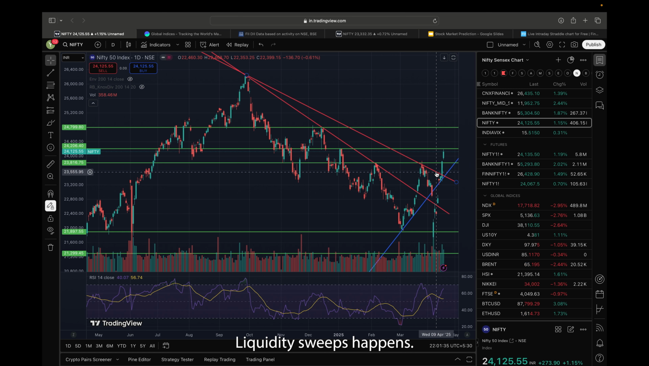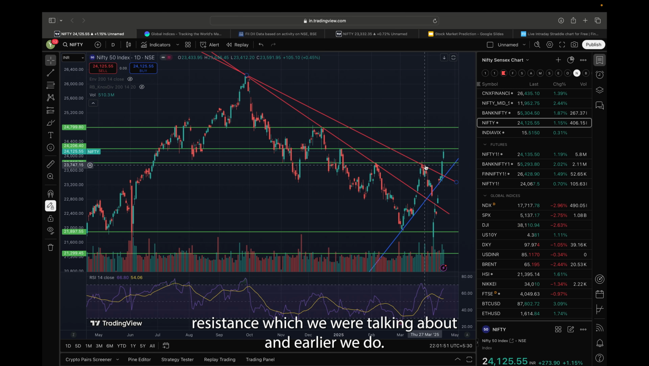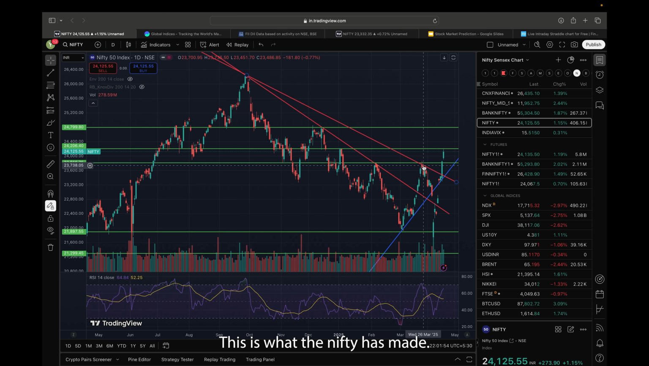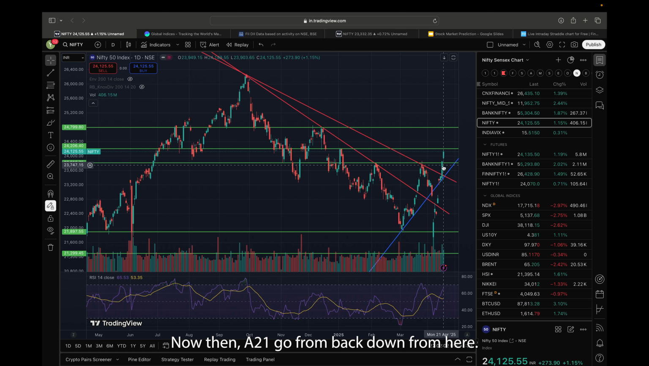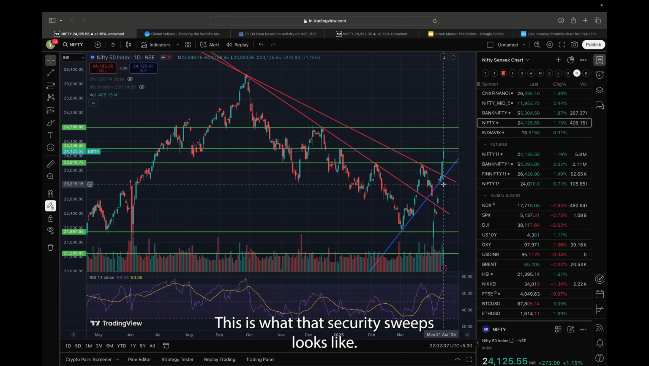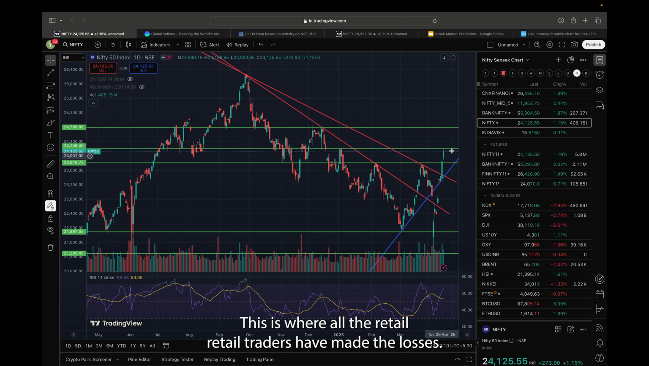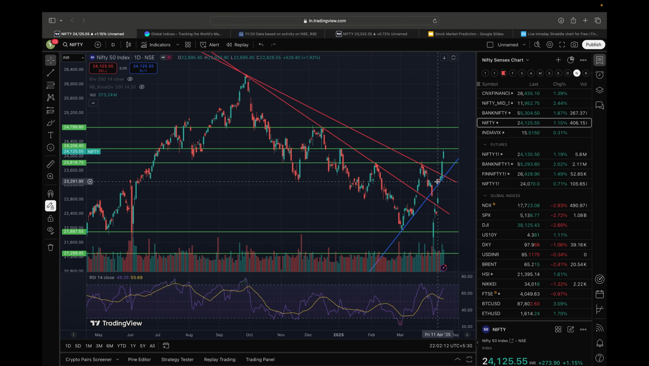Liquidity sweeps happen. We as retail traders think that okay, the Nifty has hit the resistance zone, the double resistance, which we were talking about in our earlier video. This is what the Nifty has made. It has made a top. Traders might have thought, okay, this is a tested area, now the Nifty wouldn't go back down from here, but no, Nifty went up. This is what a liquidity sweep looks like. This is where all the retail traders have made the losses.